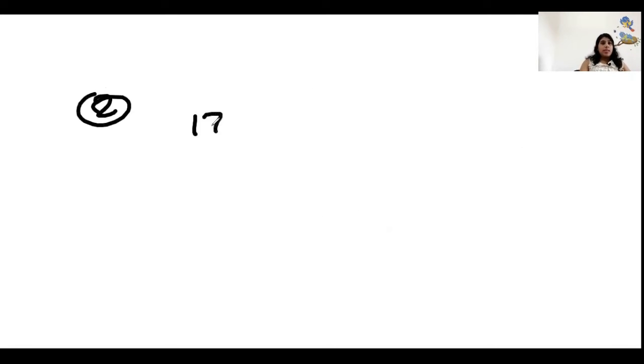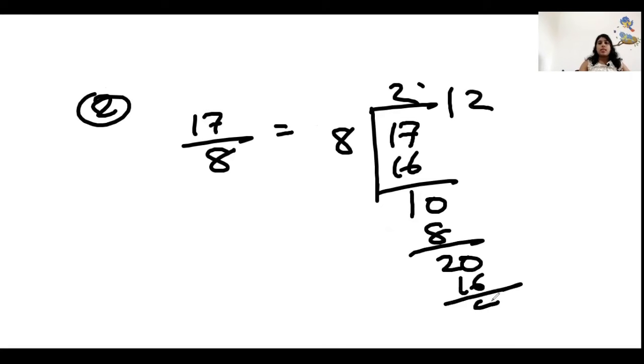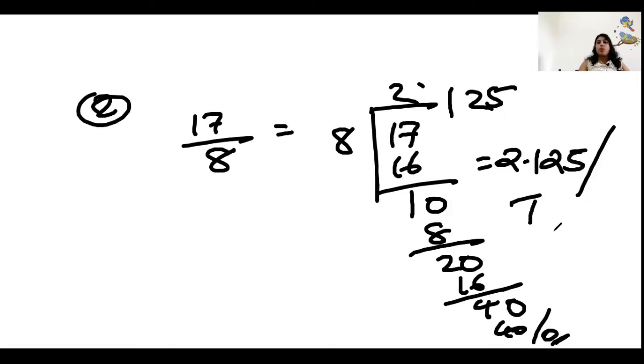Second question is 17 divided by 8. You will get the answer when you divide it. When you divide it, 8 2s are 16, then 1. You know how to divide it. 8 1s are 8, then 2 remaining, 0, then 8 2s are 16, 4 is remaining, 0. Then we know that 8 5s are 40. Then you will get the remainder 0. So you will get the answer 2.125. There also you understood that it ended at a point, that is a terminating value.